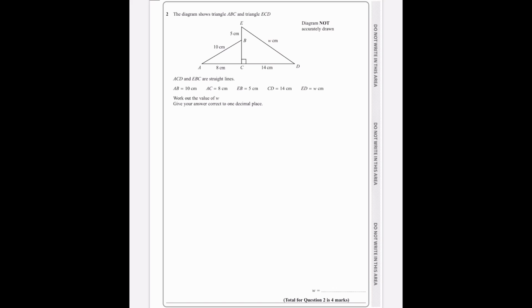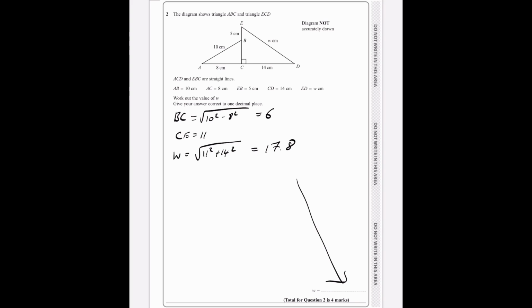Question 2. First, I'm going to work out BC by using Pythagoras. So the square root of 10 squared minus 8 squared, and that tells us that B to C is 6. Therefore E to C is going to be 5 plus 6, which is 11, and we can do Pythagoras again. This time we have the two shorter sides, so we'll square and add, and then square root comes out to 17.8.